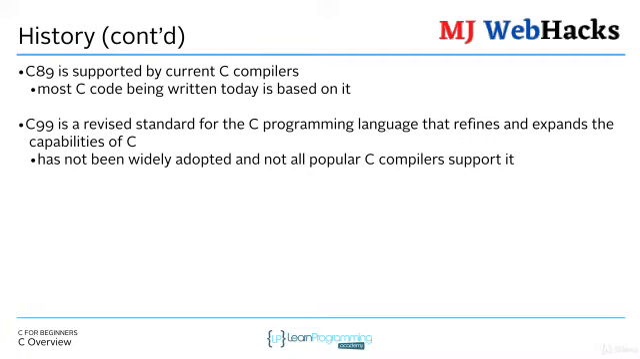C99 was a little revision where it expanded on some of the functionality of C, some of the capabilities. It hasn't been widely adopted, and not all the compilers support it. But we'll be focusing on mainly C99.